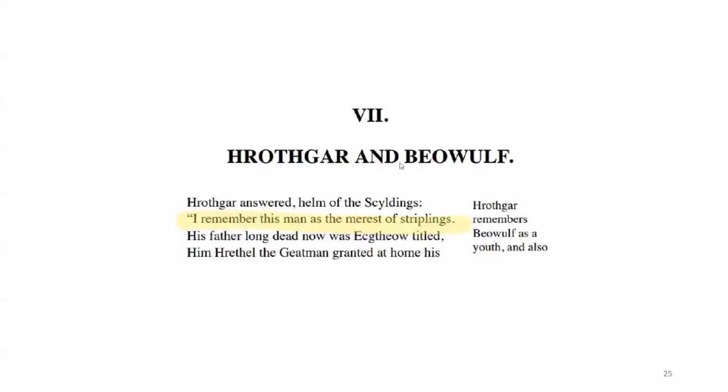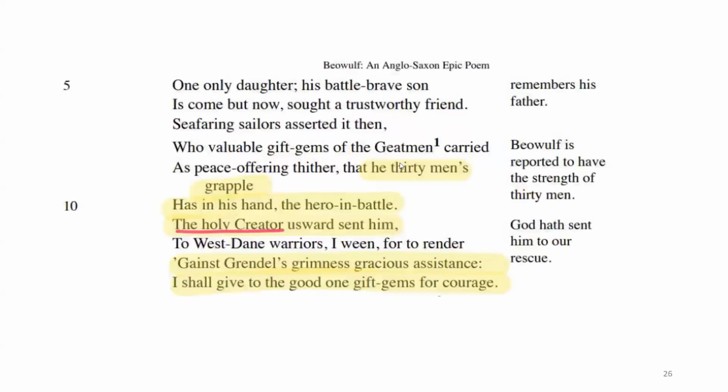After another questioning at the gates of the mead hall, Beowulf finally talks to Hrothgar. The king welcomes him quite warmly, and he indicates that he remembers Beowulf from when Beowulf was only a baby. Stripling means a baby. He heartily praises Beowulf and his well-known strength.